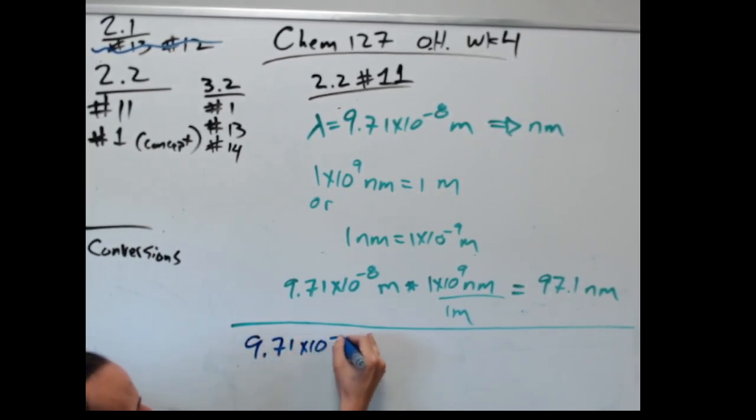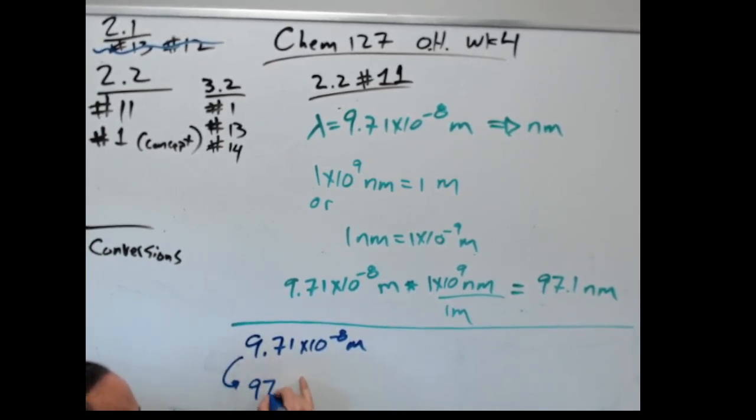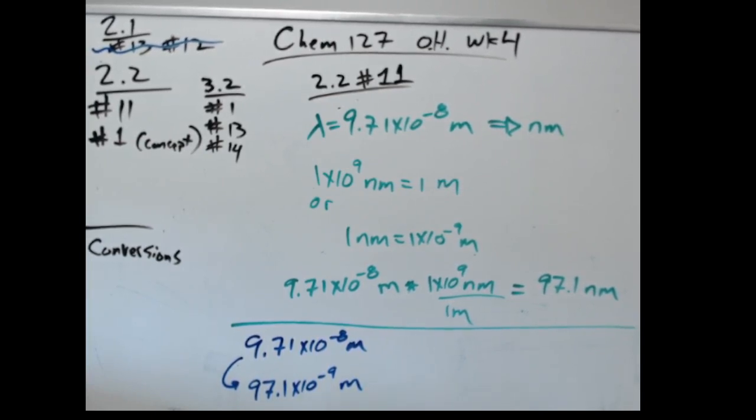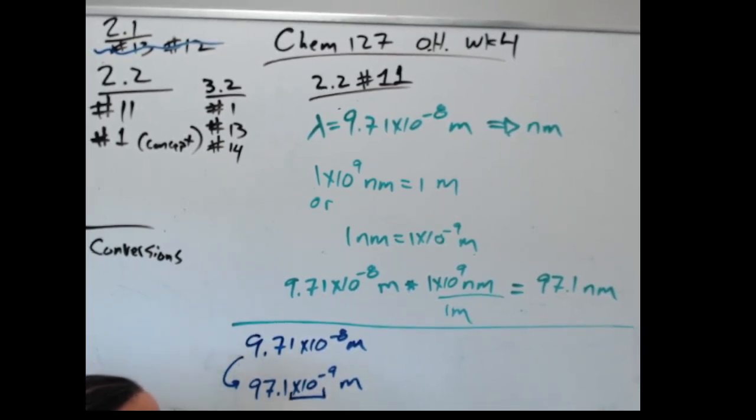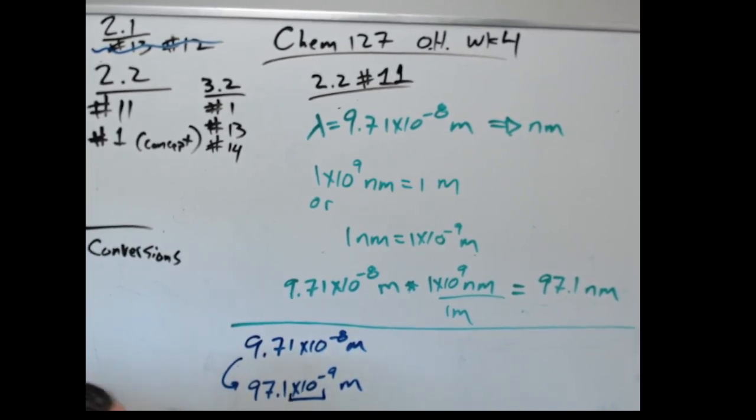9.71 times 10 to the minus 8 meters. I'm going to move the decimal place over 1, so it becomes 97.1 times 10 to the minus 9 meters. Right? And I'm always looking for my minus 9, my minus 6, my minus 3, my minus 2, those common ones we have. Or my plus 3, that's the other one we use, the kilo. Then I just take this times 10 to the minus 9, and I say 97.1 nanometers. Because I know that 10 to the minus 9 is nano.